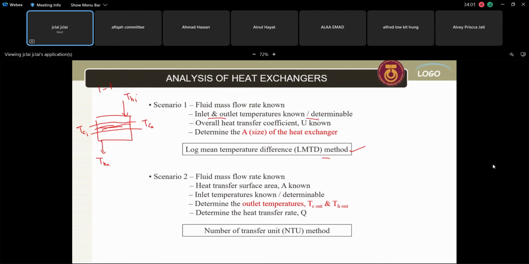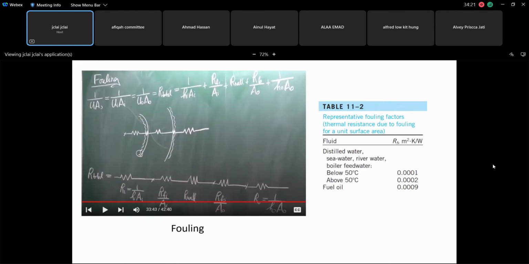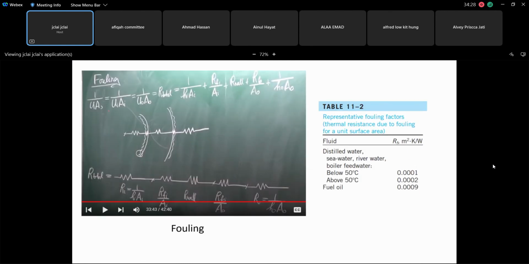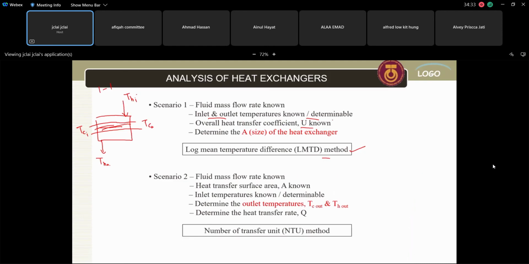Then, and you are given U, okay, the overall heat transfer coefficient of the heat exchanger is given. If it is not given, then you need to use the information given like last time, right? Explained by the professor how to determine U. You need to use the formula. This is the formula, right? To determine U. Sometimes in the exam, U will be given to you directly to save your time.